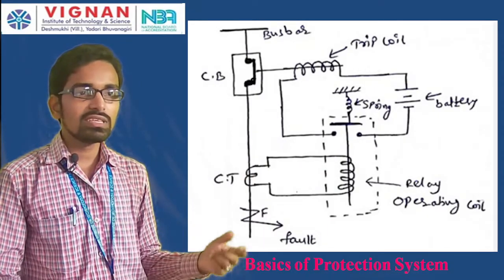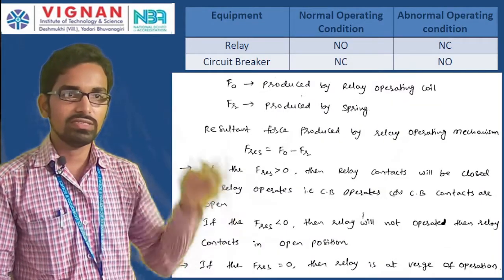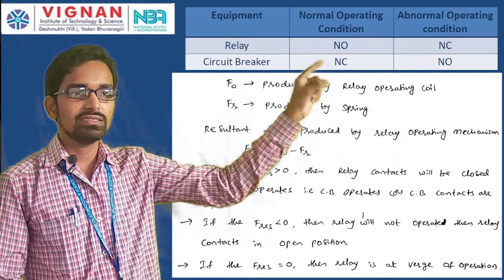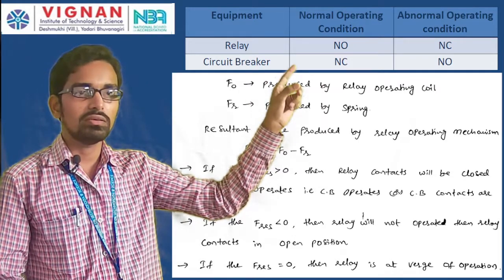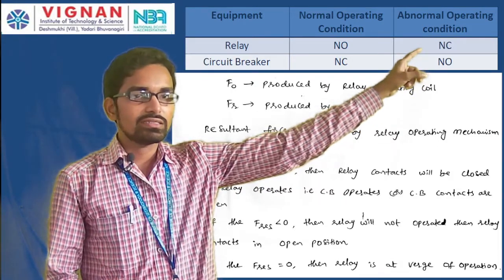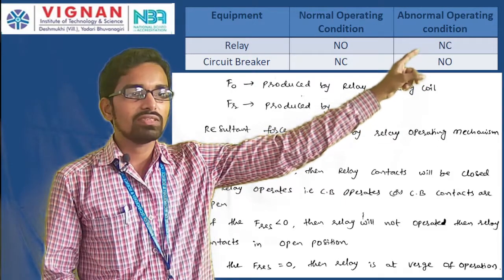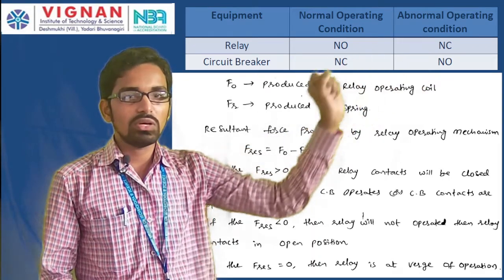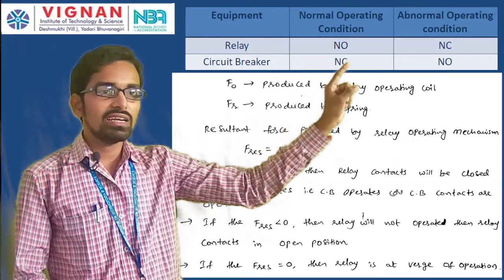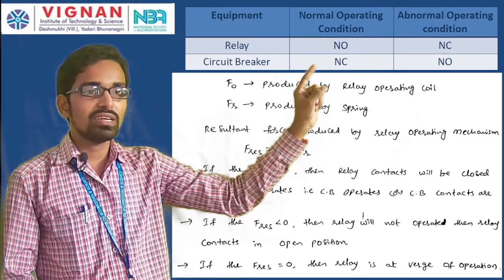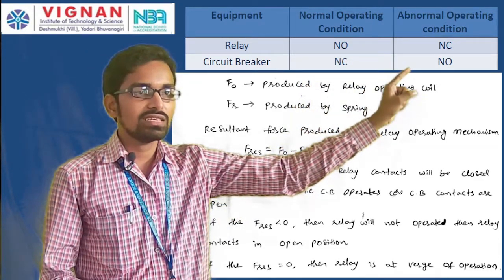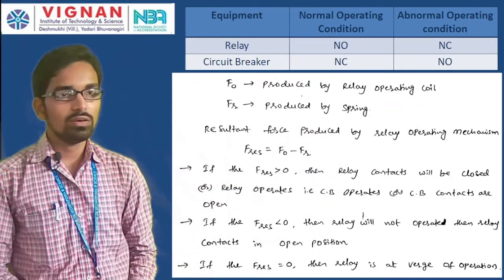Under normal operating conditions, the contacts of the relay are NO, normally open, and under abnormal conditions, whenever you have a fault, the relay contacts close. If you consider the circuit breaker, it is quite opposite. Under normal operating conditions, the circuit breaker contacts are closed, normally closed, and whenever a fault takes place, the circuit breaker contacts are normally open.